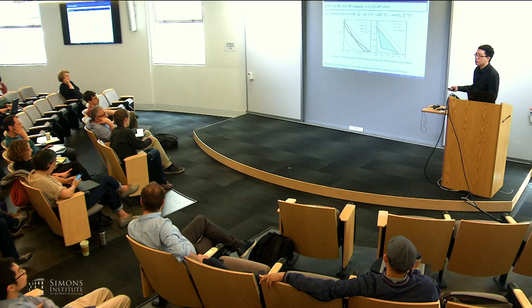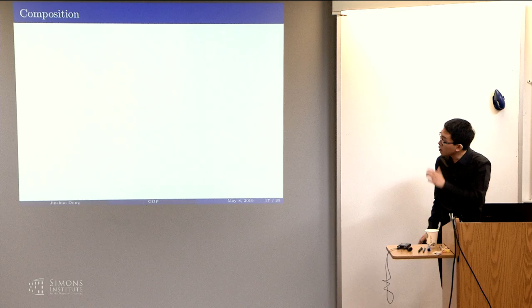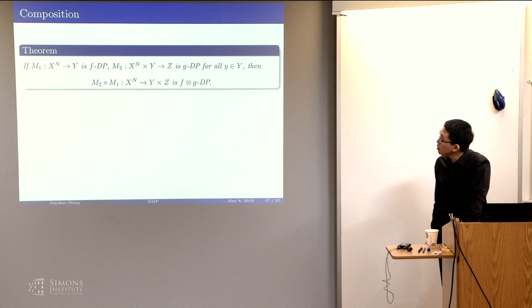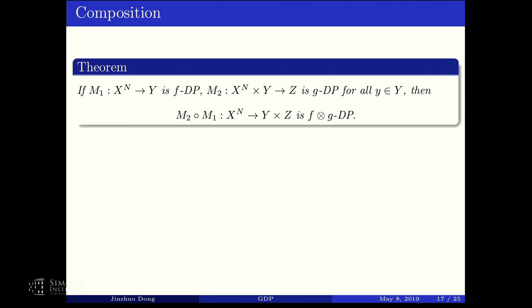Okay, so we have this improvement. And the more algebraic thing is composition. So the theorem looks like this. If the first one outputs a y is FDP, and the second one takes in y and outputs a z, and it's GDP for each input, then the composed mechanism that outputs both y and z is F tensor GDP. So let me define this tensor. This tensor models the trade-off of product distributions. So if F is equal to T(P,Q), G is equal to this, then the tensor is the trade-off of product distributions. And that explains why I use this notation.